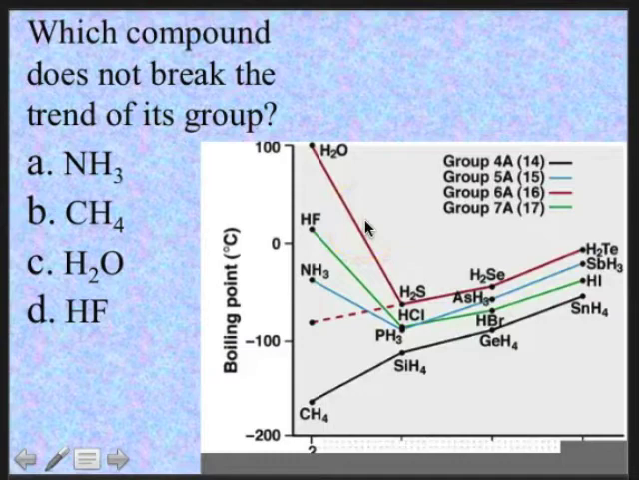Now here's a question. Which compound does not break the trend of its group? After you examine the slide, you will see a compound which is acting unlike the others in the other groups, maintaining the trend of its group instead of spiking. Can you tell me which compound that is of these four? And more important, can you tell me why that compound is not spiking like the others are spiking?